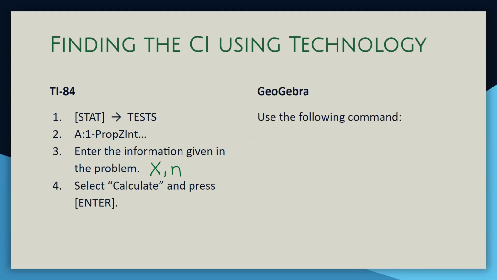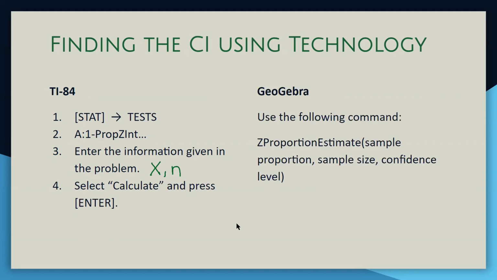For GeoGebra, you're going to use the z proportion estimate command. The z proportion estimate needs 3 pieces of information. It wants p prime, so it wants that sample proportion, the center of its confidence interval. It wants the sample size n, and then it wants your confidence level.